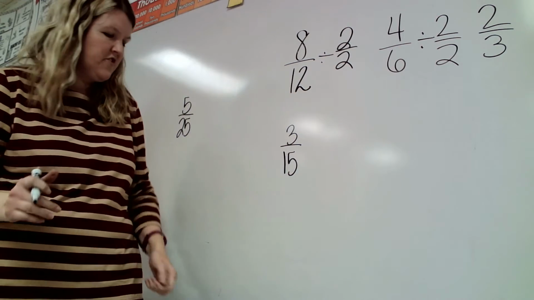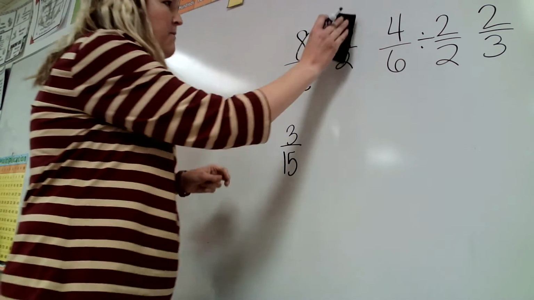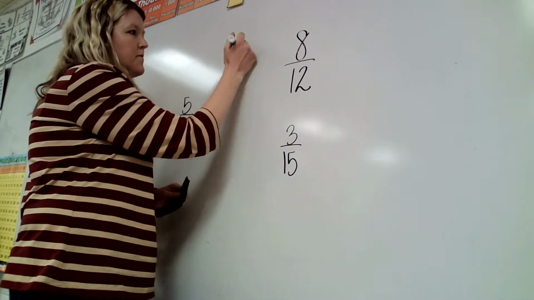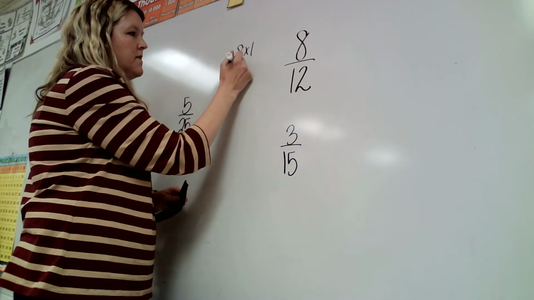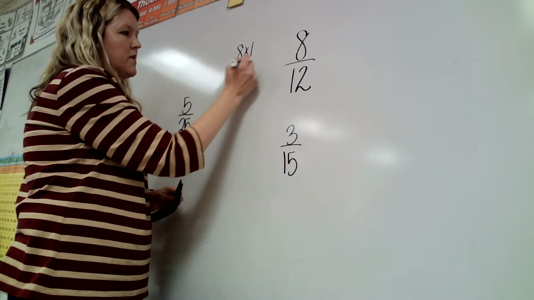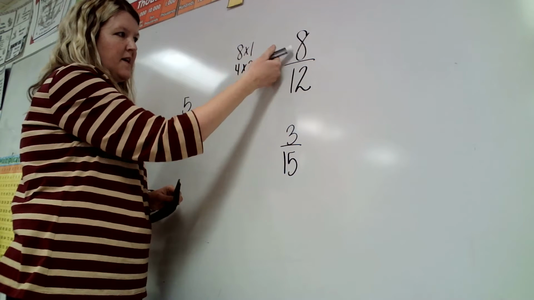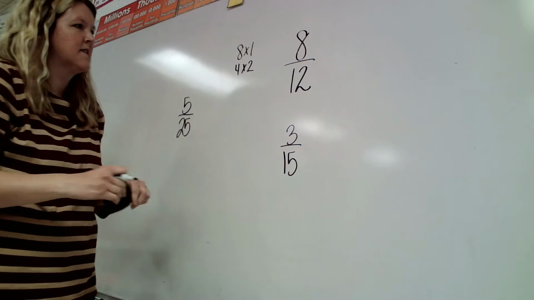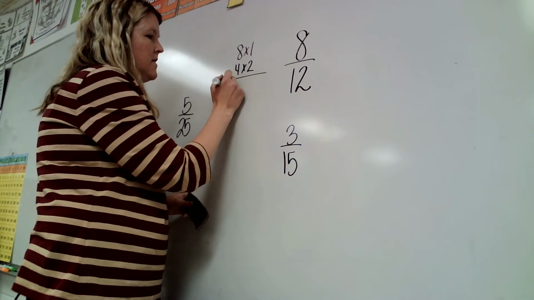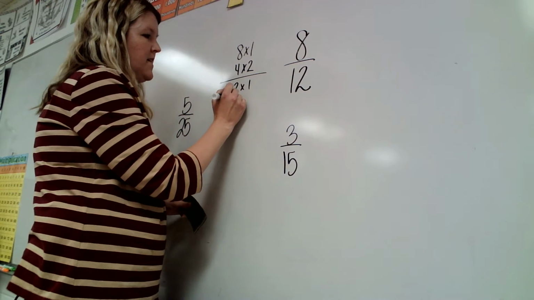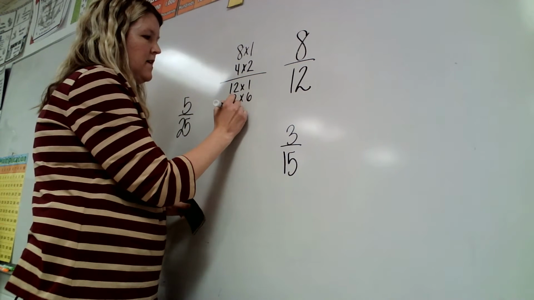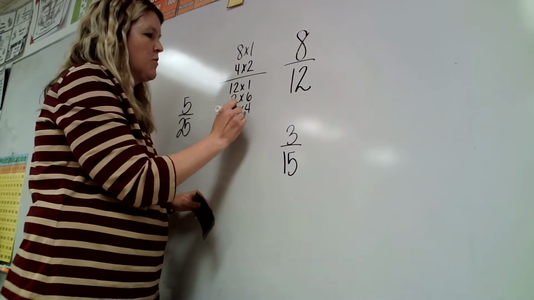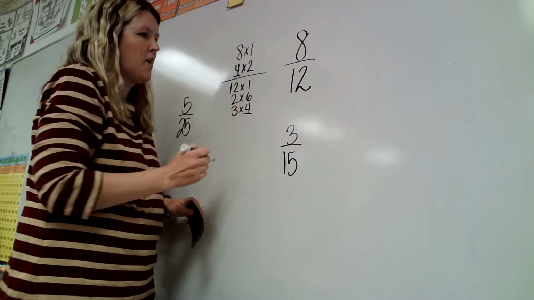Now, if I wanted to do this in just one step, if I listed out my factors of 8 and 12, I know that 8 times 1 gives me 8, and 4 times 2 gives me 8. So those are my factors of 8. And then my factors of 12: 12 times 1 gives me 12, and then I have 2 times 6 to get 12, and then 3 times 4 gives me 12. So if I look at this list, I can see that 4 is going to be their greatest common factor.